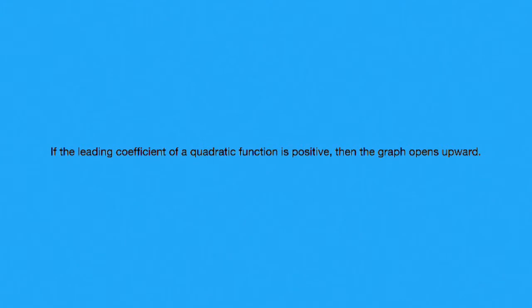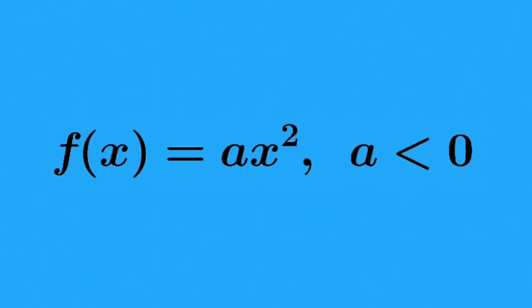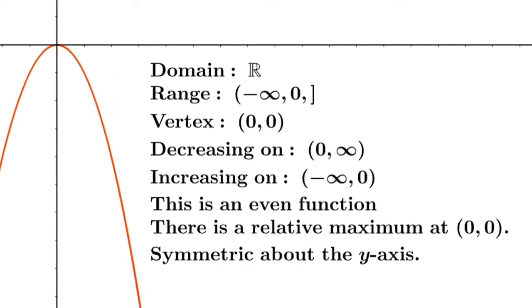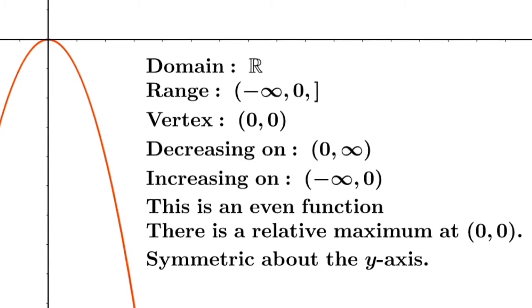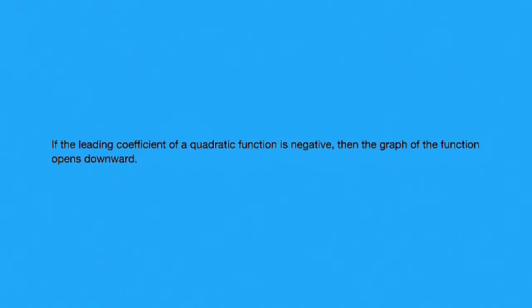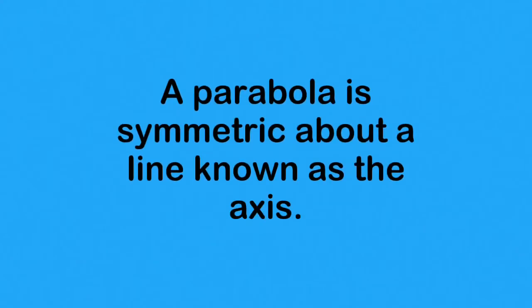It is important to note that if the leading coefficient of a quadratic function is positive, the graph will open upward. What if the leading coefficient were not positive? Once more, take a moment to inspect the graph. Also, copy down the information given with this graph. If a quadratic function has a leading coefficient which is negative, the graph will open downward.